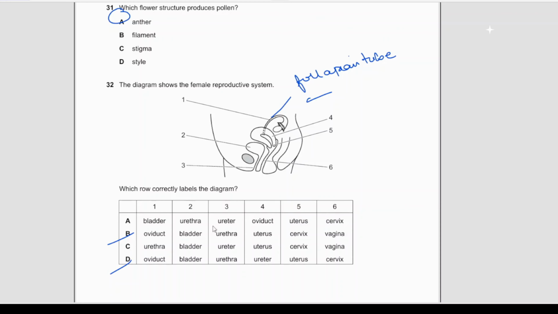Okay. Now, what is 2? 2 is bladder, given for both. 3 is urethra for both. 4 is this. Okay, let's move to this one. This cannot be correct. 4 and 5 can't be the same. So logically, if we see it logically, the answer is B. Okay, I'm telling you, this one is vagina and this one is cervix.